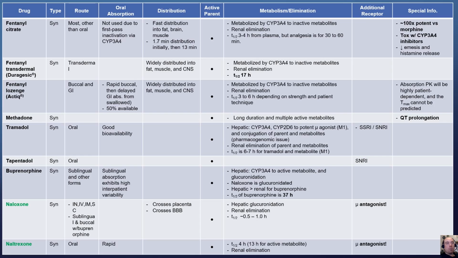Tramadol is one of the oddballs because it has the most prominent SSRI and SNRI effects. It is active as a parent compound, but it has a very potent metabolite called M1.